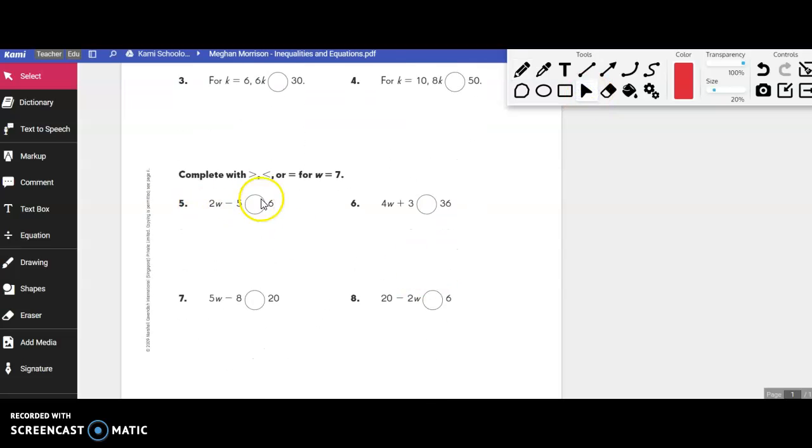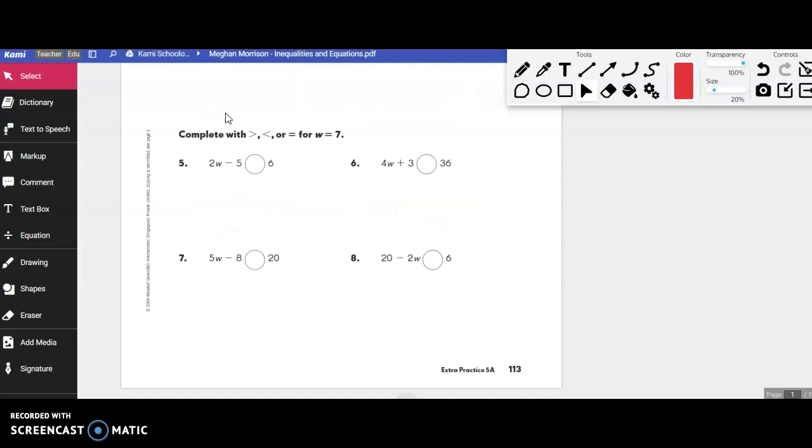Now this one, the expressions just get a little bit bigger. Now we have 2w minus 5 instead of just something like 6k. And that's it. So you're just substituting it in, saying whether it's greater than, less than, or equal to. Notice all of these ones on the bottom, w equals 7.